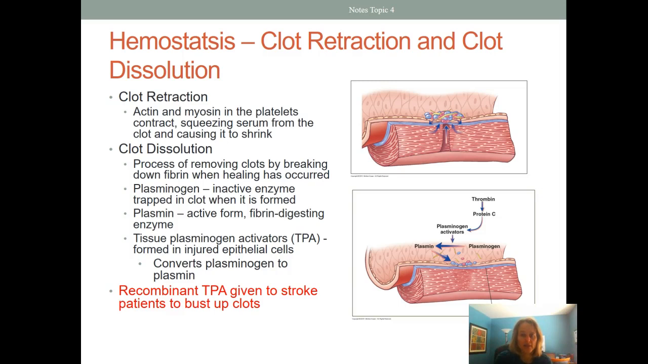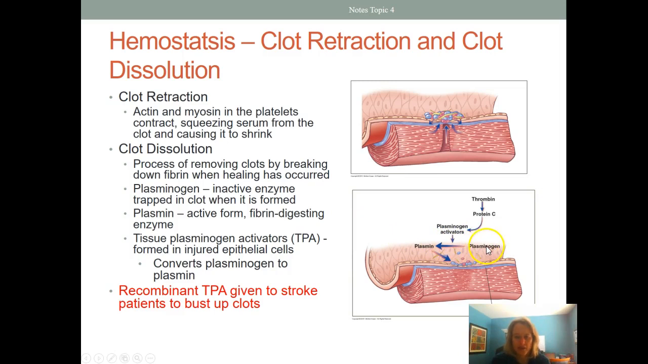The next step is clot retraction, and then the breakdown of the clot. So actin and myosin in the platelets are going to contract, and this squeezes the serum out of the clot, and it causes it to shrink and pull the ends of the damaged vessel back together. And then clot dissolution, this is the process of breaking down clots.